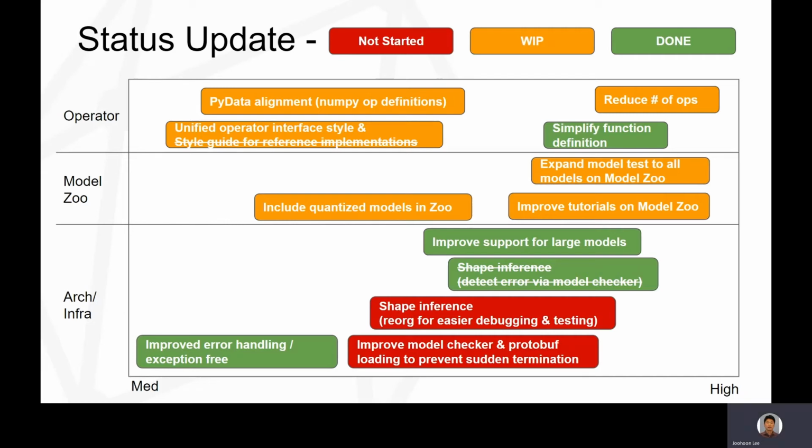On the shape inference side, one of the things that was crossed out here is detecting errors via model checker. This SIG reviewed this item and concluded that the model checker and the shape inference are kind of orthogonal. So you can always run model checker, and then after that you can also run shape inference. So that one, we're canceling that specific ask. We didn't work on this reorg for easier debugging and testing. But there are some improvements on the shape inference, such as a symbolic shape inference that's coming in ONNX 1.9.